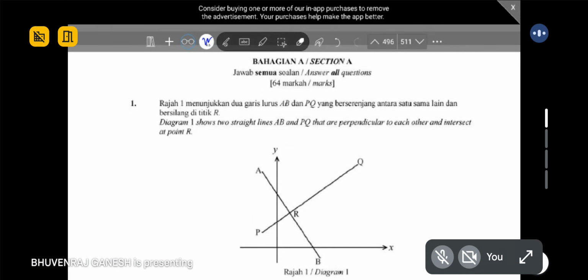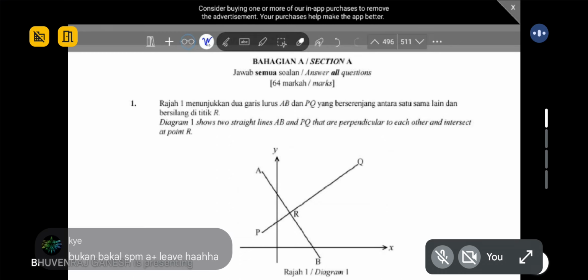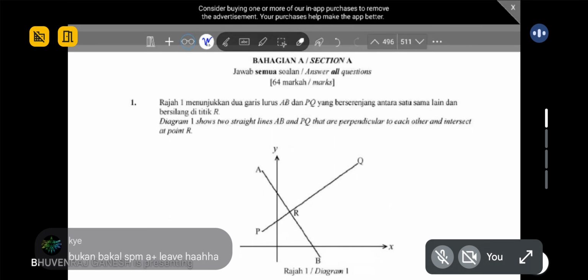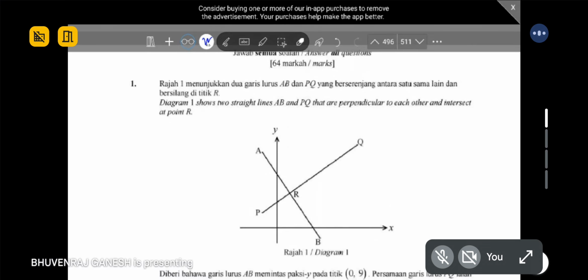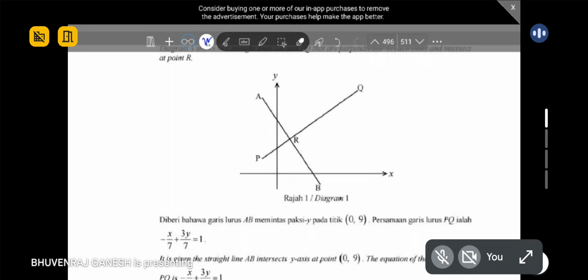Today I will make sure you fully recap all your Form 4. That is the objective for today. Kita recap seluruh Form 4 topic AdMaths, Chapter 1 until Chapter 10. Can you guys trust me? Put your trust in me. Confirm you will learn something from today. All right, so let's see the first question, guys.